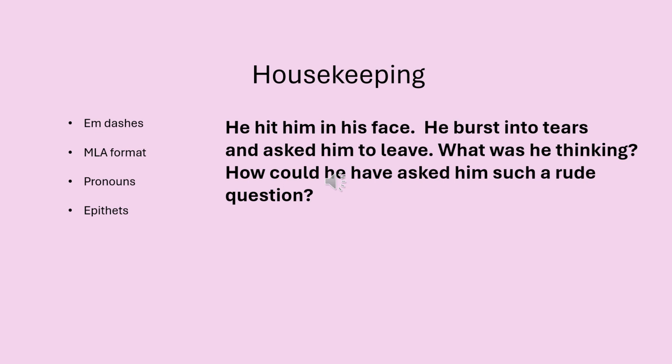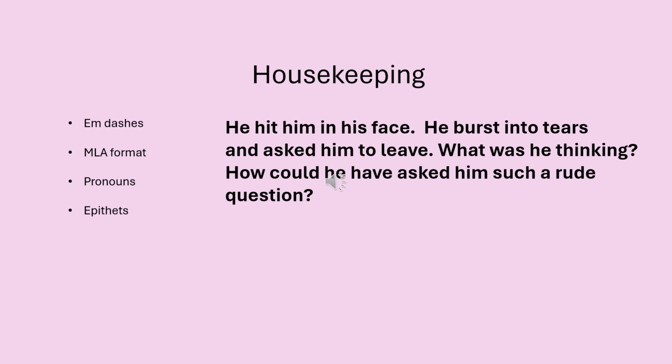All right. He hit him in his face. He burst into tears and asked him to leave. What was he thinking? How could he have asked him such a rude question? Now, admittedly, these sentences were intended to be a little more confusing than average, but I think it demonstrates my point. And my point is, when you use the same pronoun for multiple characters in the same sentence and paragraph and never go back and use the characters' names, it can be very easy to lose track of who is doing what and who is thinking what.